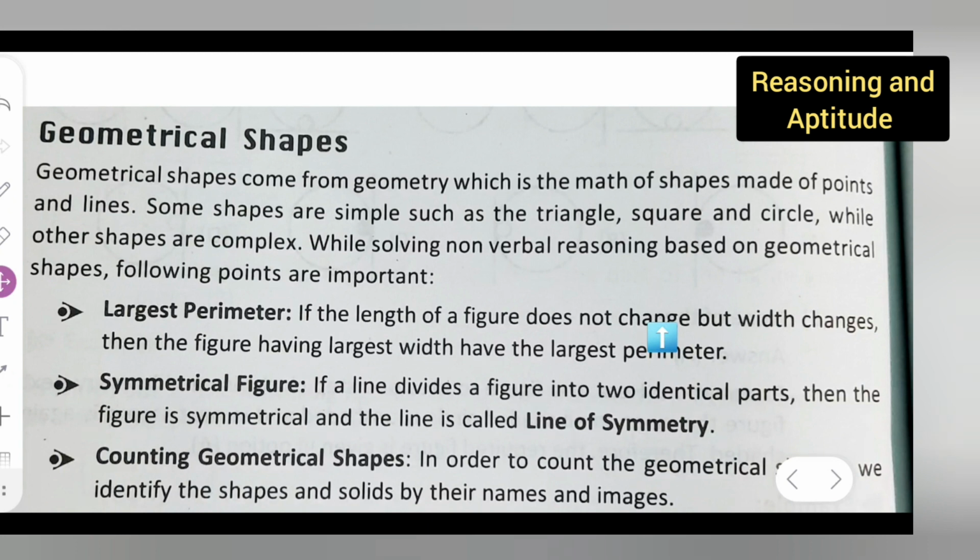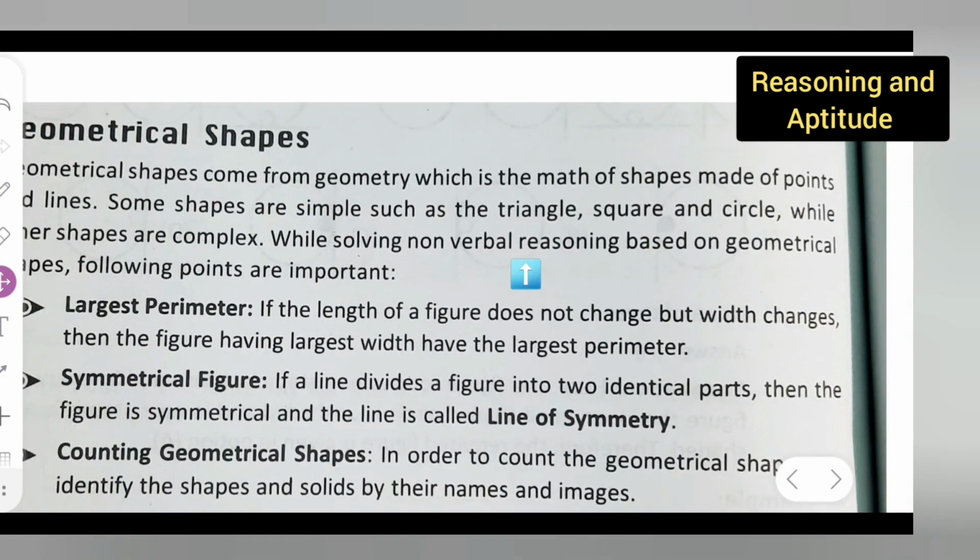So first let me give you the concept of geometrical shapes. Geometrical shapes come from geometry, which is the math of shape made of points and lines. Some shapes are simple, such as the triangle, square, and circle, while other shapes are complex. While solving non-verbal reasoning based on geometrical shapes, the following points are important. So here are some points which are very important. You all can take down this, okay?